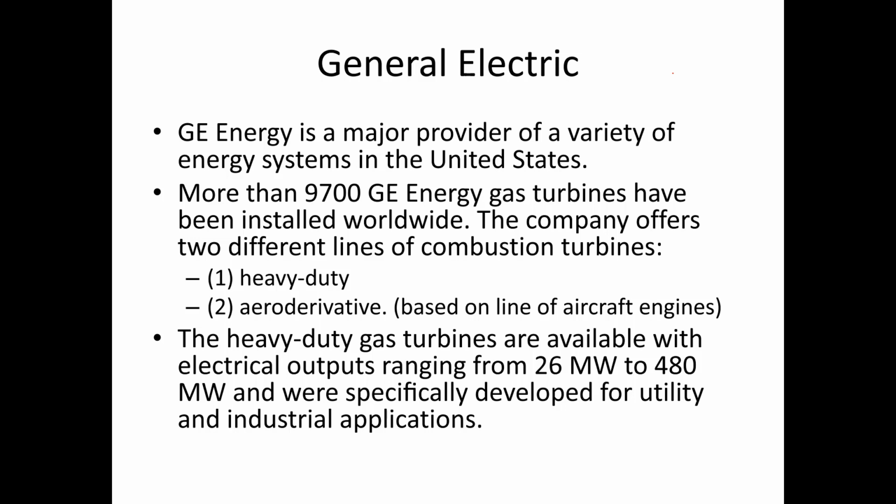General Electric is also a major provider of different energy systems in the US. More than 9,700 GE Energy gas turbines have been installed worldwide. The company offers two different lines of combustion turbines: heavy duty ones and another called aeroderivative, which is based on a line of aircraft engines. The heavy duty gas turbines are available with electrical power outputs from 26 megawatts up to 480 megawatts, used for utility and industrial applications.